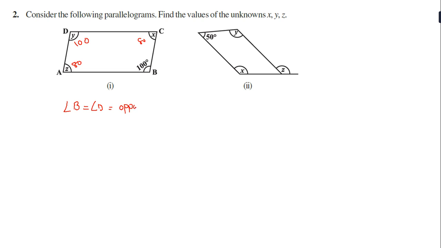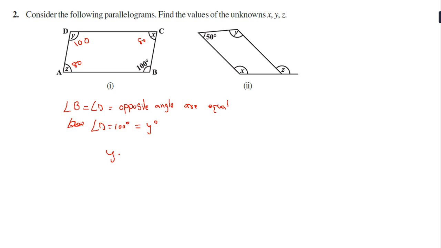Opposite angles are equal. So B is equal to 100. Sorry, D is equal to 100. That is Y. Now Z.